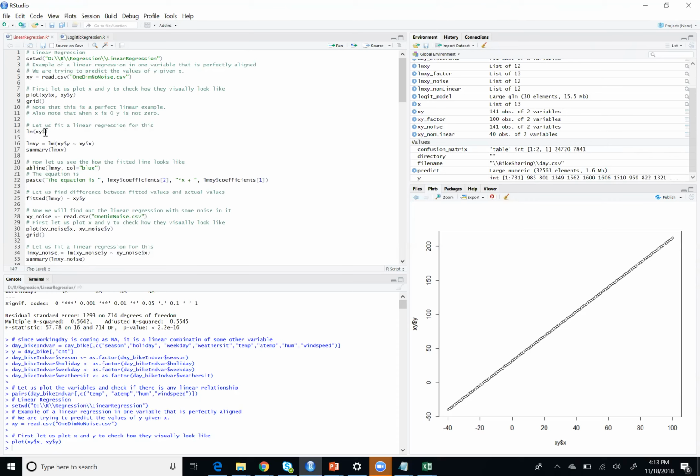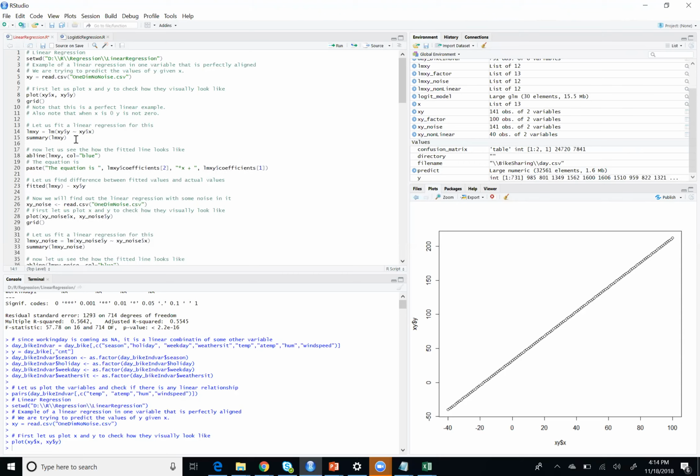The way you do it is you first load Y here. So LM of XY$Y, where I've loaded my data, then tilde, and then XY$X. This will fit that model for you. After it fits the model, I've stored it in LMXY. Then when you do summary of LMXY, it'll tell you how that model has been fit. So let me run this.